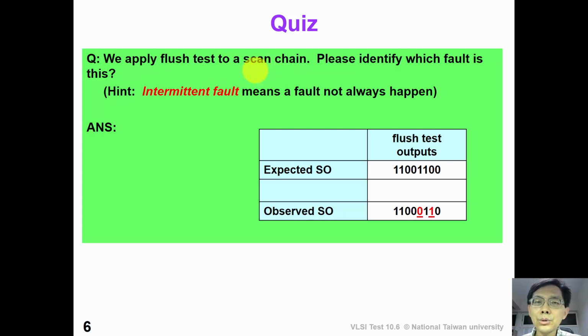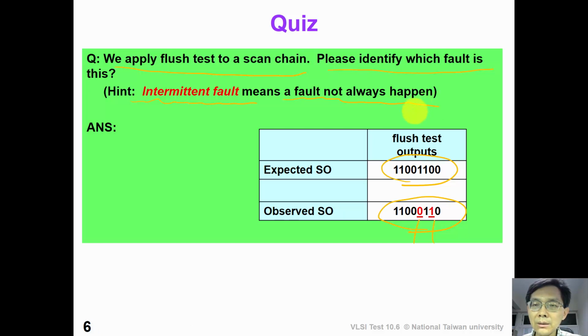Now it's time for you to have a quiz. Suppose we apply a flush test to a faulty scan chain. The expected output is supposed to be like this, but the observed output is like this, where the mismatched bits are highlighted in red. Please identify what kind of fault this is. I will give you a hint. This is an intermittent fault. That means a fault may not always happen.